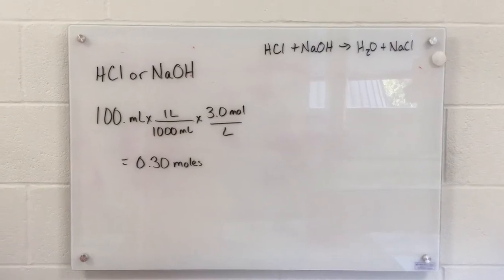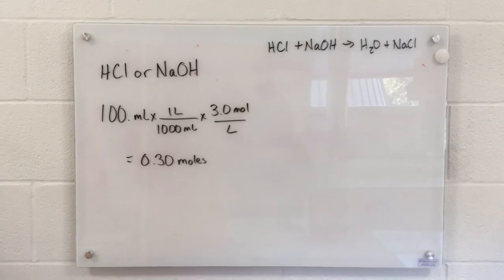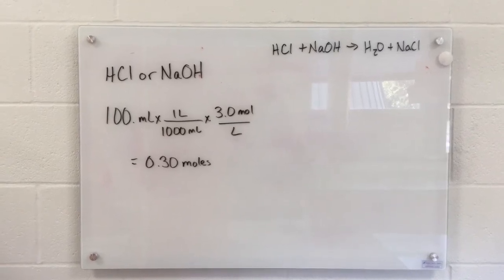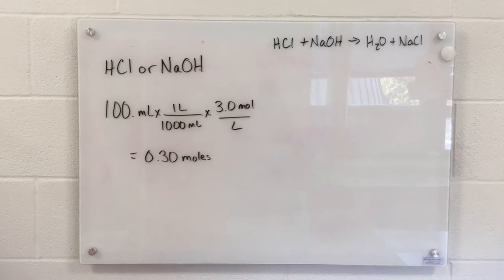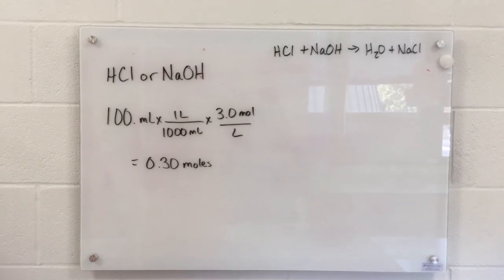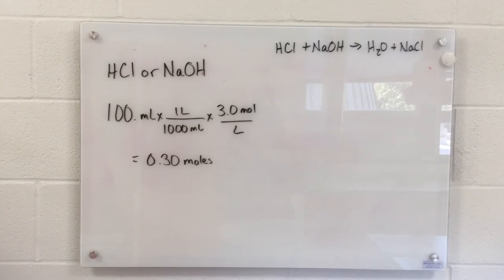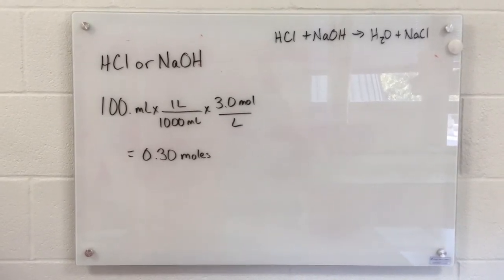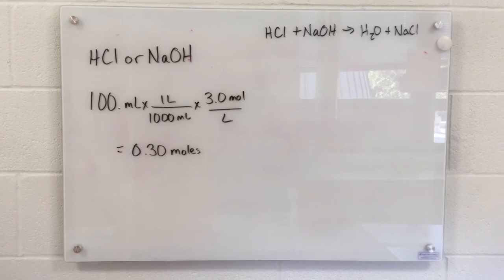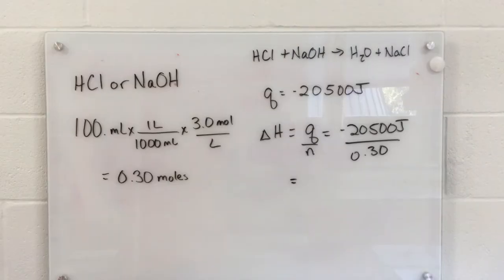We used 100 milliliters of each of our reactants. So for either one of them, we can take that 100 milliliters and convert it to liters and then multiply by the molarity of the solution. We actually have two significant figures, 3.0 moles per liter. And so this gives us 0.30 moles of either reactant or of either product.